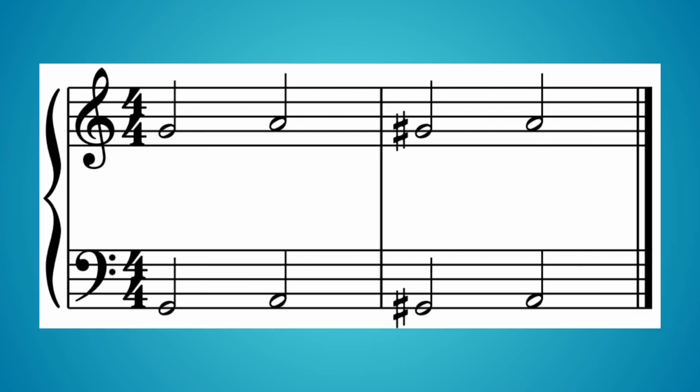Listen to the difference. First, here is G moving to A. Now, here is G sharp moving to A. The G sharp sounds as though it strongly wants to resolve upward to A. This stronger pull toward the tonic is one of the reasons the harmonic minor scale is especially useful when creating harmony and chords in a minor key.